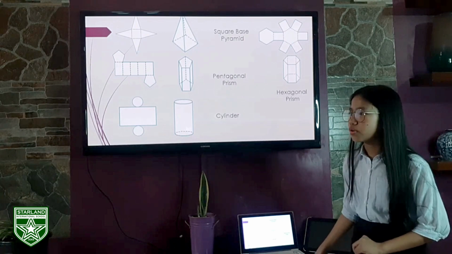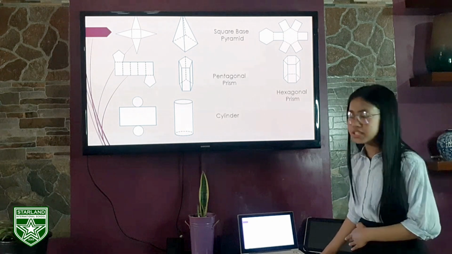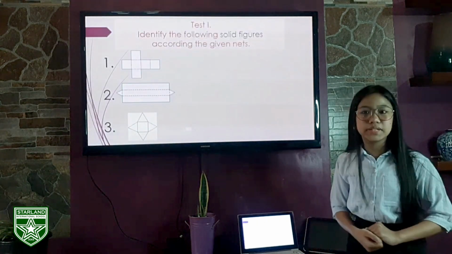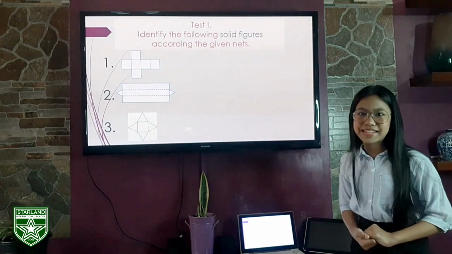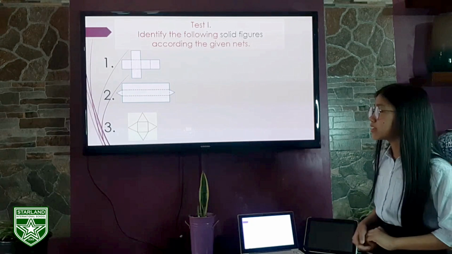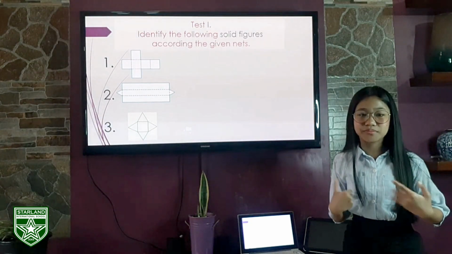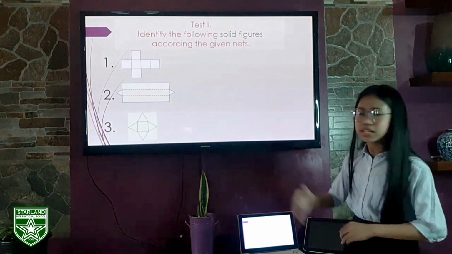Okay, so I will just assume again that you guys don't have any more questions, and we will now be proceeding to our activity. For this activity, you will just have to identify the following solid figures according to the given nets. Again, you may pause the video and answer this in your notebook.